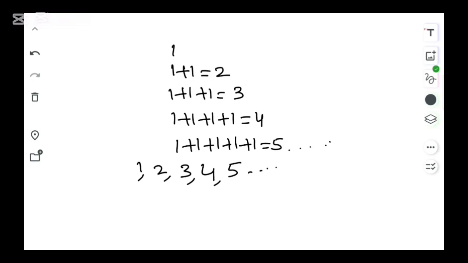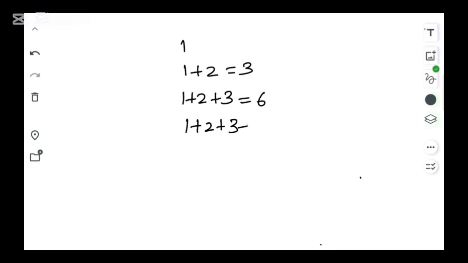These numbers are called counting numbers. Now let's add the counting numbers and see what pattern we get. 1 plus 2 is equal to 3. 1 plus 2 plus 3 is equal to 6. 1 plus 2 plus 3 plus 4 is equal to 10. 1 plus 2 plus 3 plus 4 plus 5 is equal to 15, and so on.